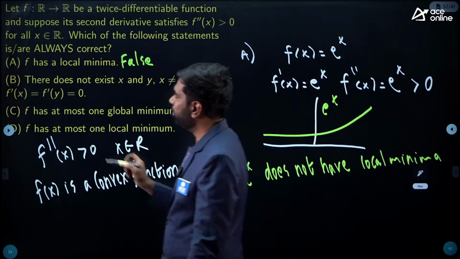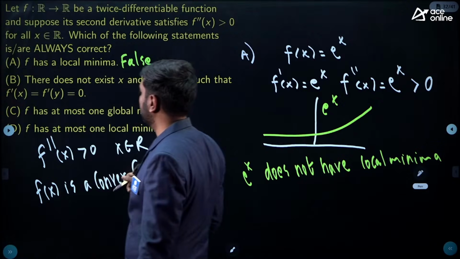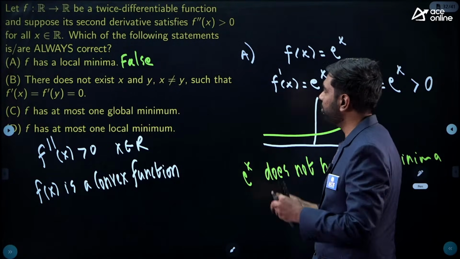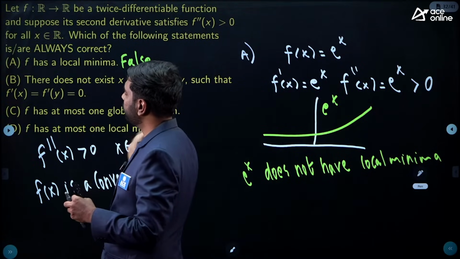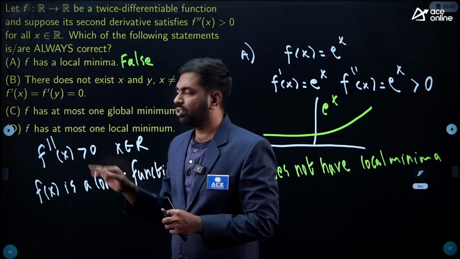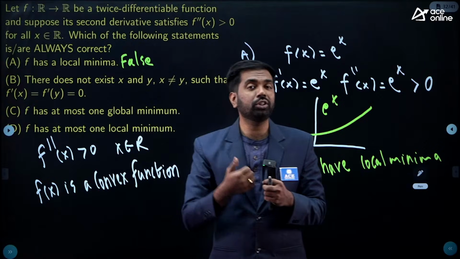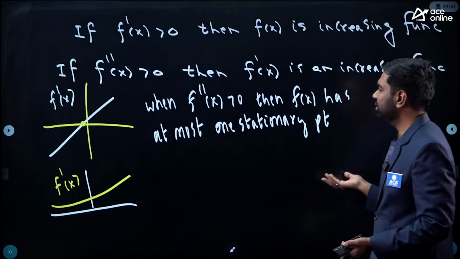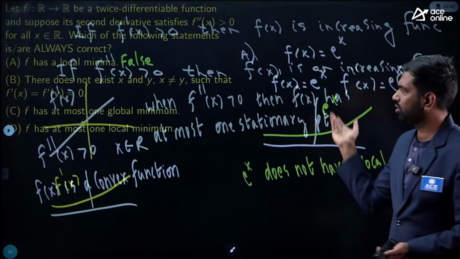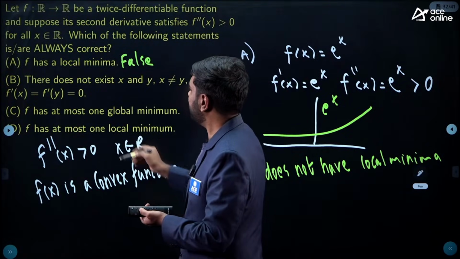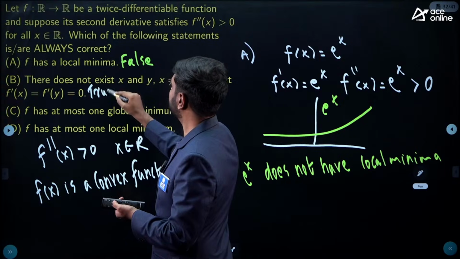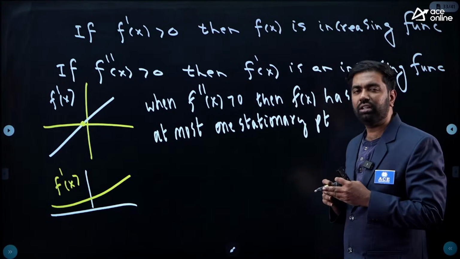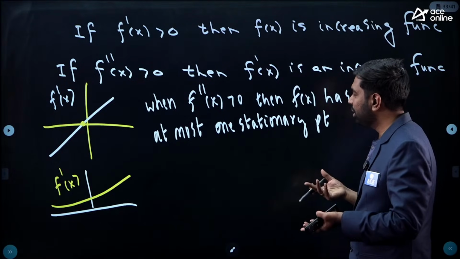Now you try to read option B. There does not exist x and y, two different points, such that f dash of x equal to f dash of y equal to 0. So he's saying multiple stationary points do not exist. I also said the same thing, right? At most one stationary point can exist, I said. He is also saying that. So I have to agree with that. It's true.